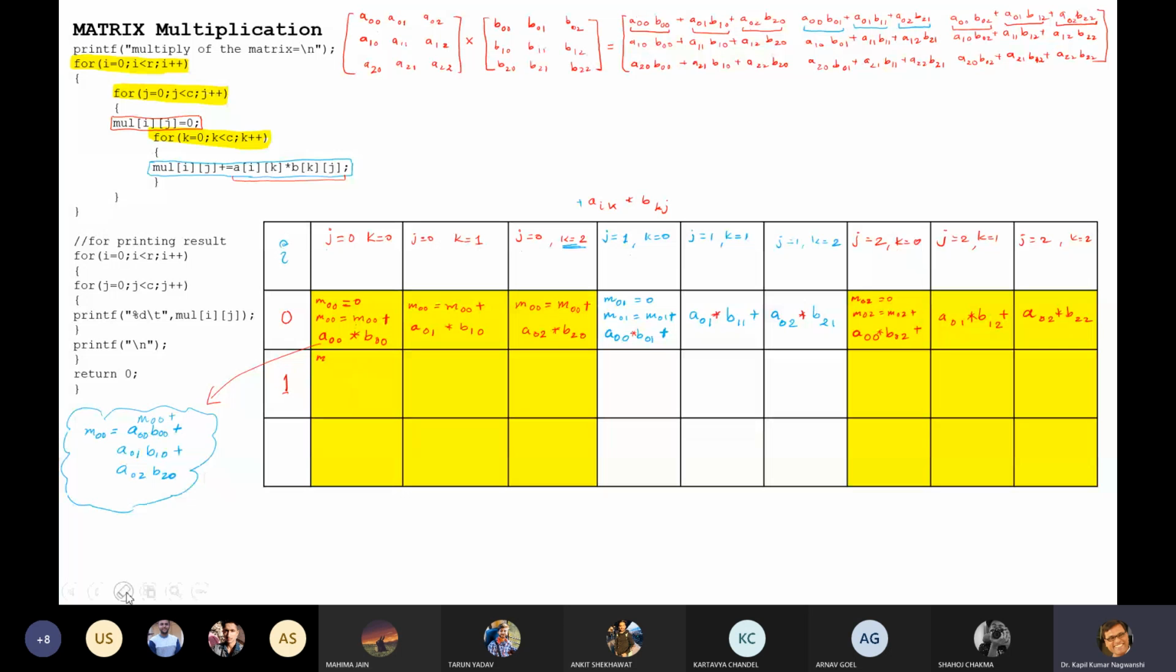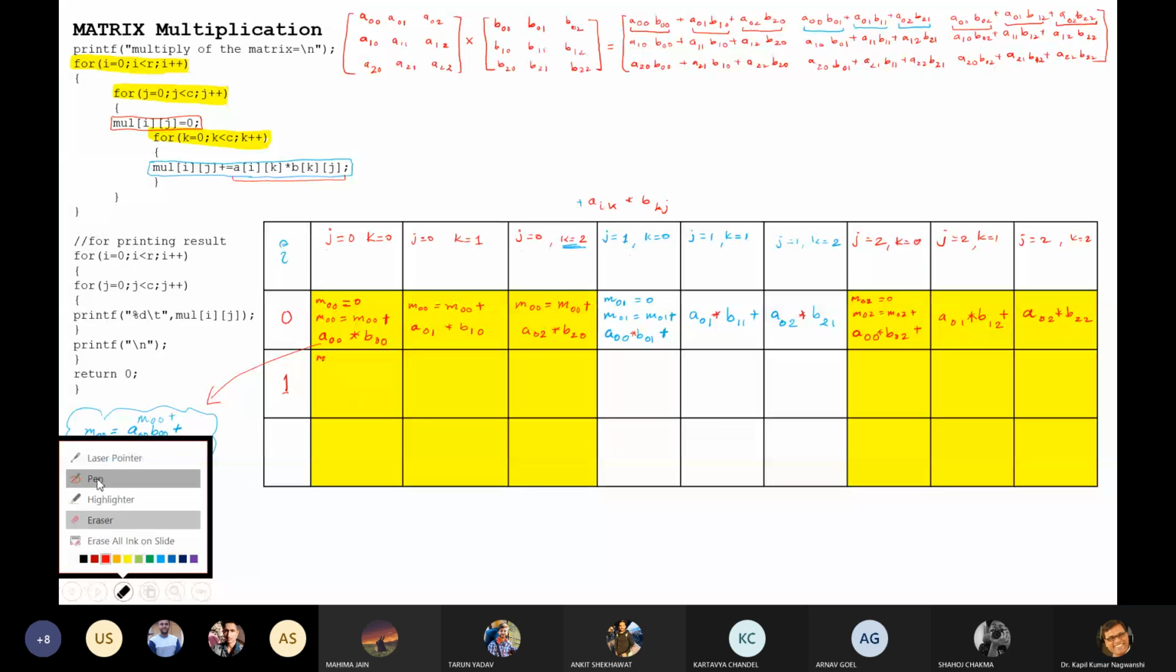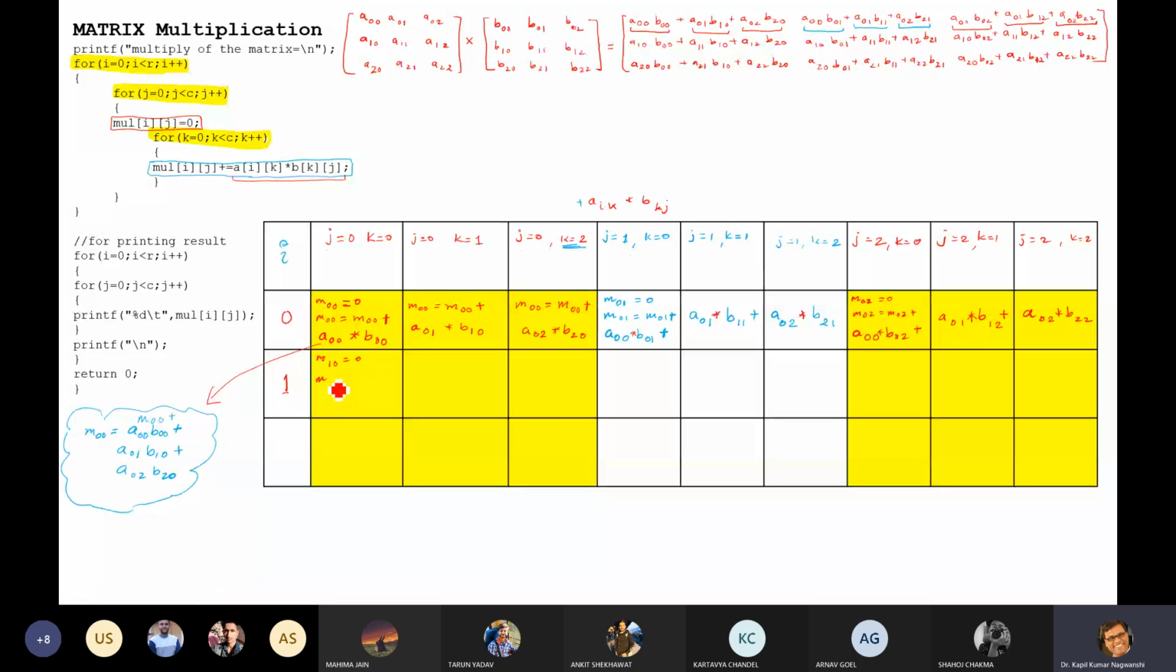I is 1, so M10 equals 0. Now M10 equals M10 plus A IK. What is the value of IK? Now tell me. 1, 0 multiplied by BKJ. What is the value of K? Sir, 0, 0. So this is 1, 0, 0, 0 is coming here. Yes or no? Yes, sir.